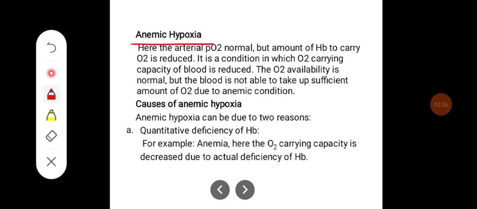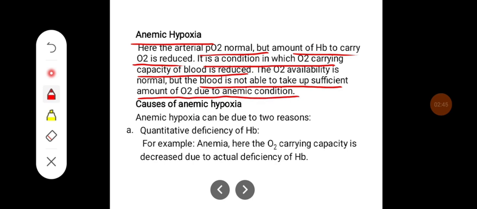Anemic hypoxia. Here the arterial PO2 is normal, but the amount of hemoglobin to carry oxygen is reduced. It is a condition in which the oxygen carrying capacity of the blood is reduced. The oxygen availability is normal, but the blood is not able to take up a sufficient amount of oxygen due to the anemic condition. Some of the causes for anemic hypoxia: it can be because of two reasons.